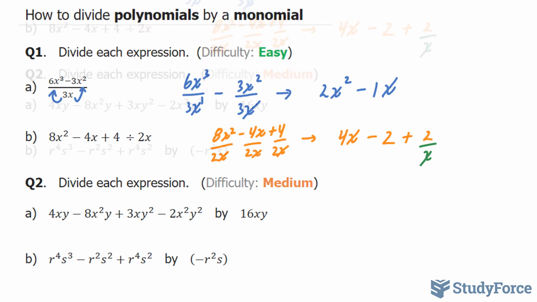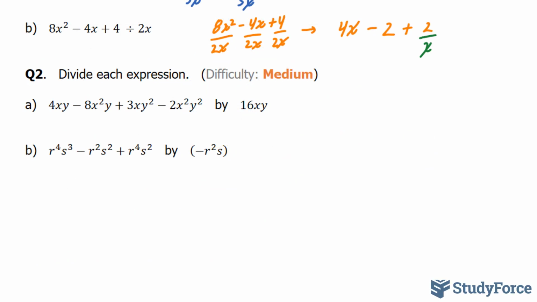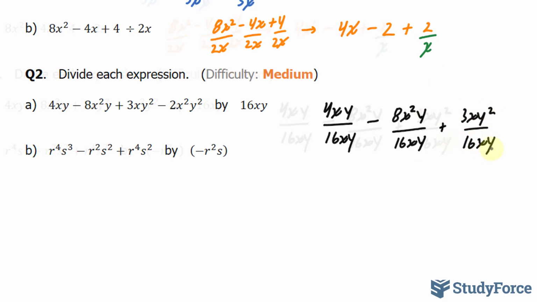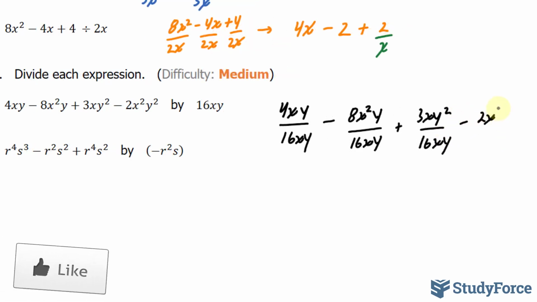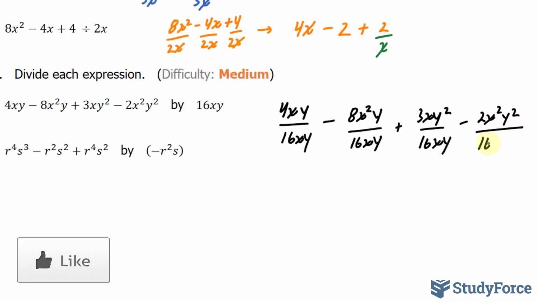Let's move on to question 2. Once again, this is not written in fraction form, so we can do that to begin. We have 4xy over 16. Think of this as your denominator, or your divisor, minus 8x squared y over 16xy plus 3xy squared over 16xy minus 2x squared y squared over the same denominator. Let's start with this one.